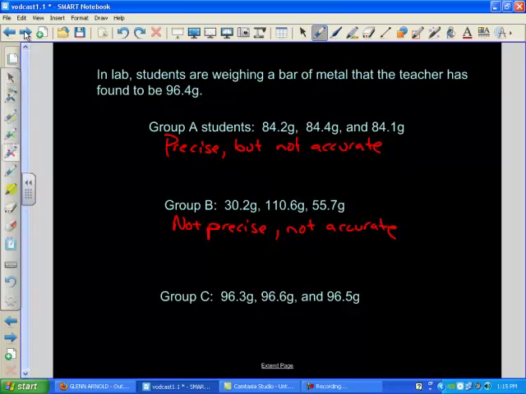We look at Group C, 96.3, 96.6, 96.5 grams. That's all three darts in the bullseye, all three measurements where you want them to be. Those students are precise and accurate, and that's what we're looking for. And this is just a short little example of me being a little precise and accurate.